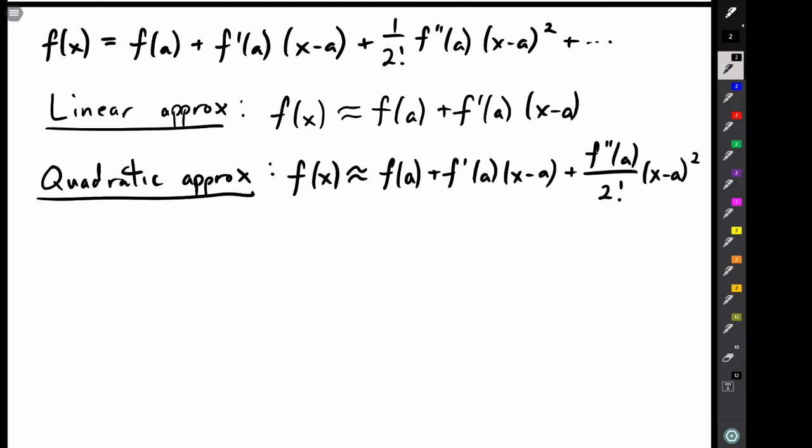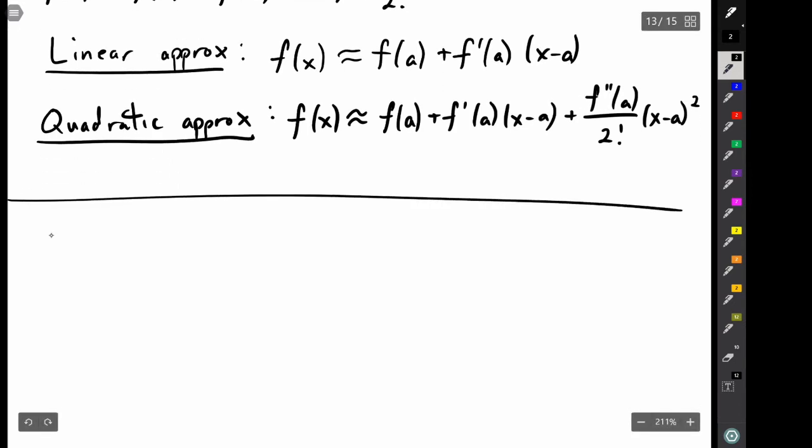So we could keep going, getting a cubic approximation, a quartic approximation, and so on. But I want to stop here because this is the easiest place to cut off for the Taylor series for two variables, right? So how does this work here? Well, for a function f of x, y, what does the stuff look like?